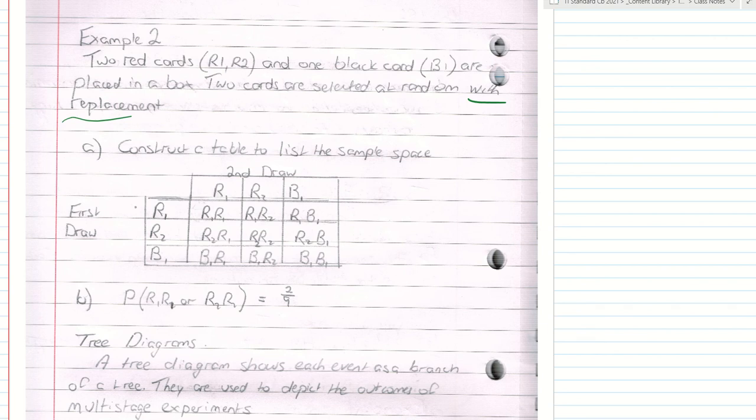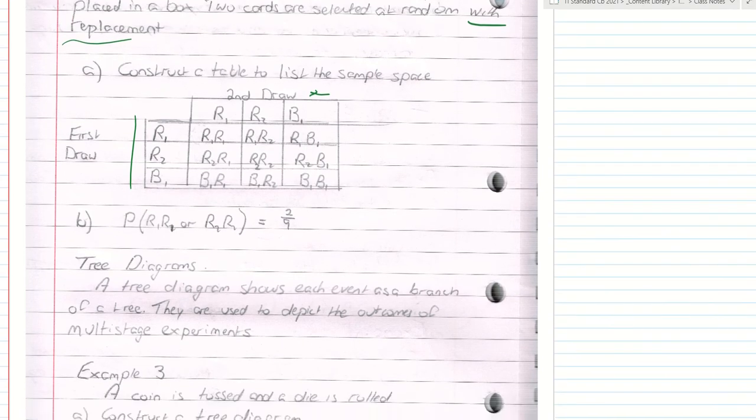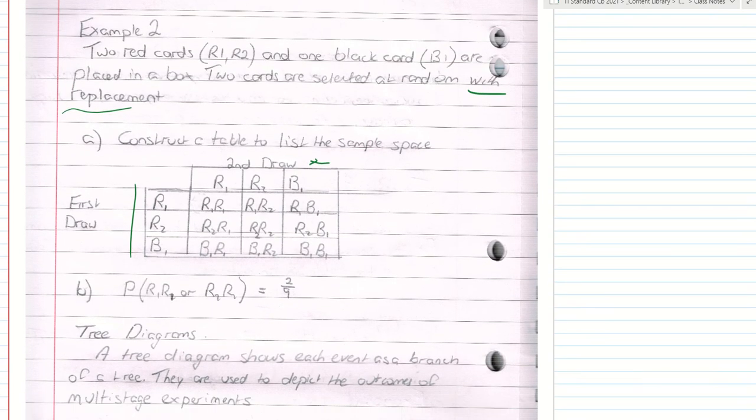All right, so first draw, let's put them in our rows. Second draw, let's put them in the columns. First draw, we can have red 1, red 2, or black 1. And same with our second draw. Our sample space is listed in that table. Okay, so I haven't written it down there, that's not very clever.